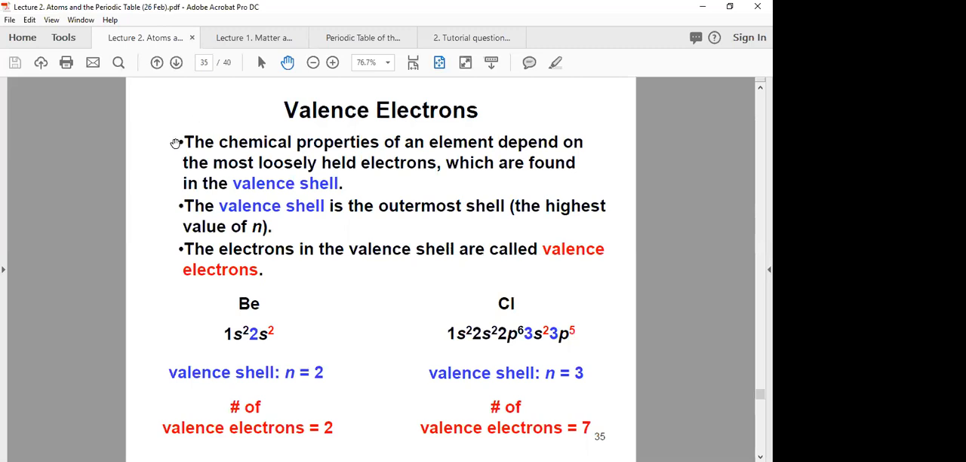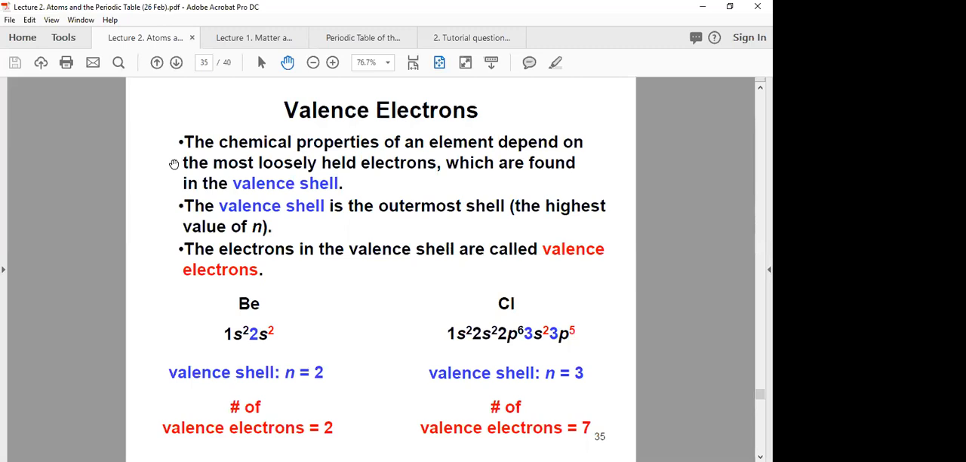All right, so we said earlier that the protons within an atom determine the identity. But it's the electrons that determine the chemistry of a given atom, because it's the electrons, or at least some of the electrons, that participate in many chemical reactions. They determine the reactivity, how stable a particular element is. The chemical properties of an element depend on the most loosely held electrons.